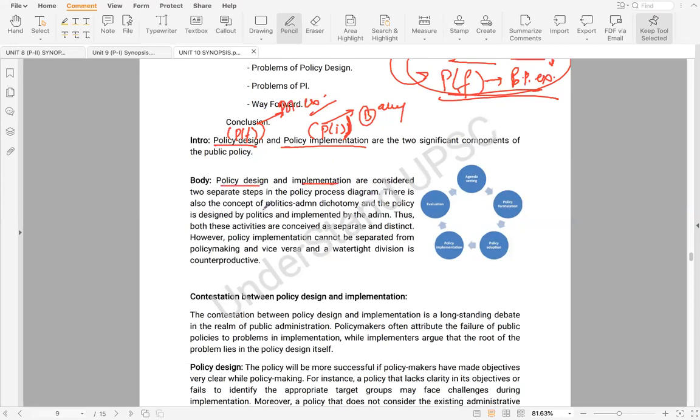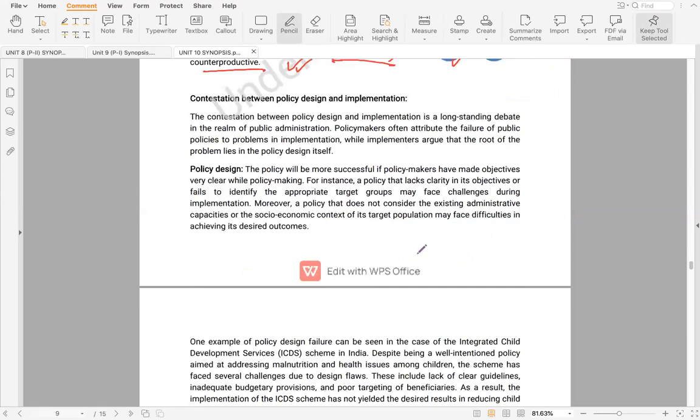There is also the concept of the politics-administration dichotomy, where the policy is designed by politics and implemented by administration. Thus, both these activities are conceived as separate and distinct. However, policy implementation cannot be separated from policy making and vice versa, and a watertight division is counterproductive. Consider setting, formulation, adoption, implementation, evaluation, nothing but the public policy cycle diagram.